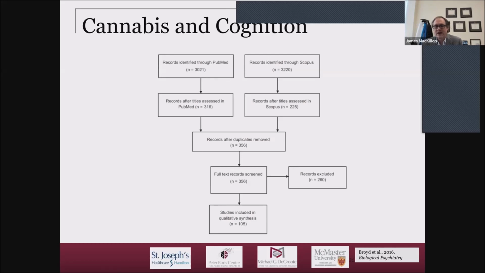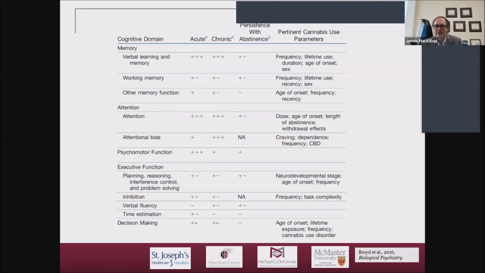And what was found by this team was a number of consistent findings and a number of inconsistent findings. So there's a lot going on here. Let me walk you through this table. Here are the many different cognitive domains that were studied. They also were able to parse the studies into studies looking at acute effects, chronic effects, whether or not those effects continued after people had discontinued use, and other features of the study that sometimes affected the strength or the weakness of their findings.